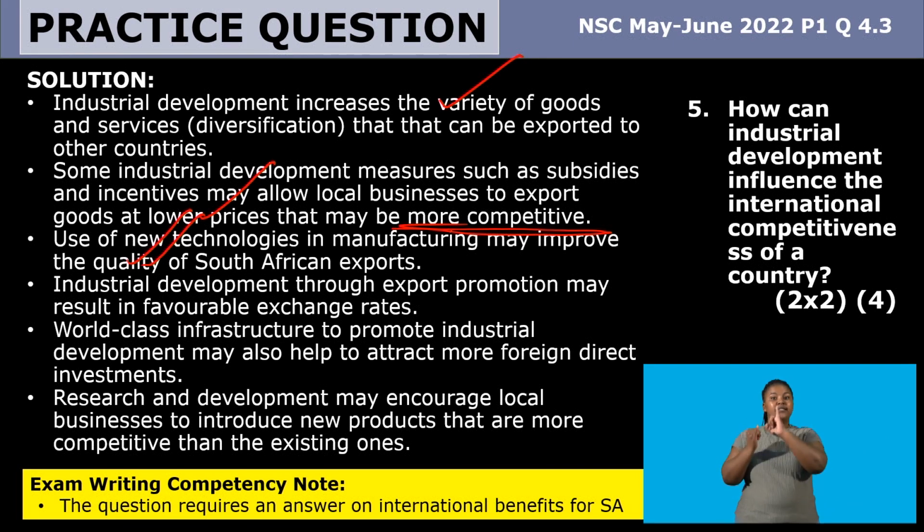Industrial development through export promotion may result in favorable exchange rates. World-class infrastructure to promote industrial development may also help to attract more foreign direct investments. And lastly, research and development may encourage local businesses to introduce new products that are more competitive than the existing ones. All right, let us take a short ad break.